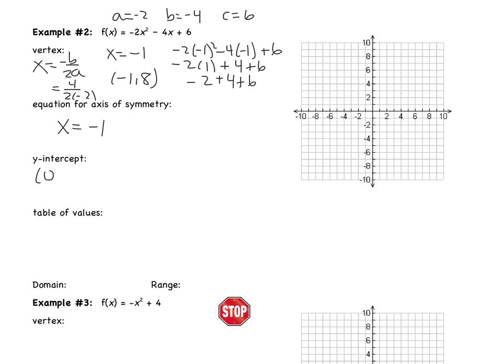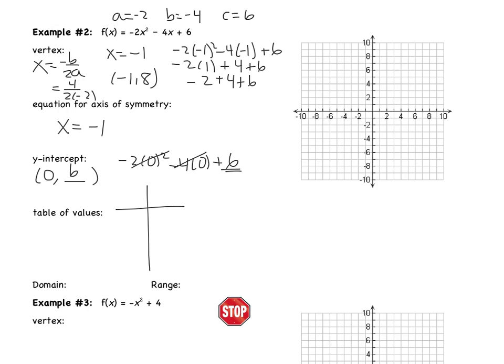Now my y-intercept happens when I substitute in 0 for x. So I get negative 2 times 0 squared minus 4 times 0 plus 6. What you're going to notice every time is that it's just c. The a and the b term go away when you substitute in the 0. So my y-intercept is 0, 6.